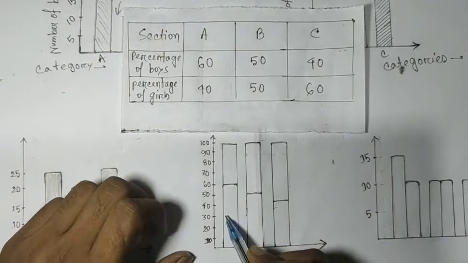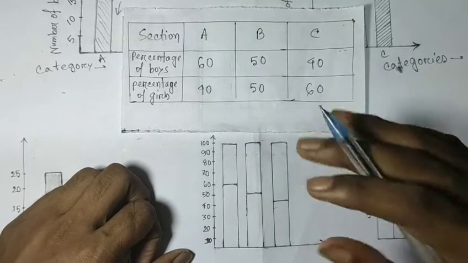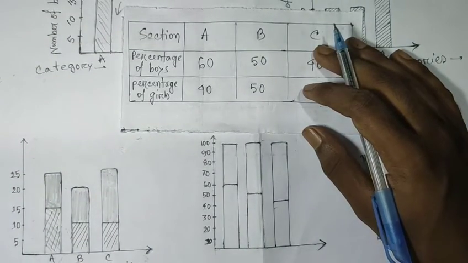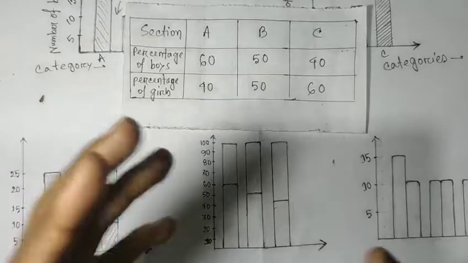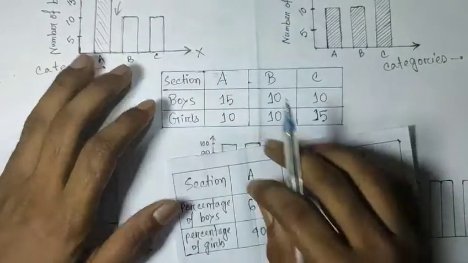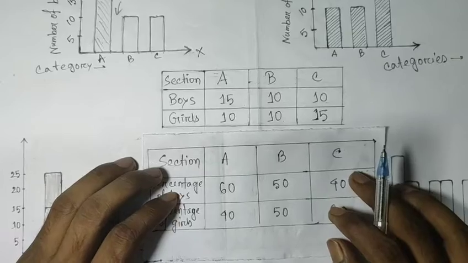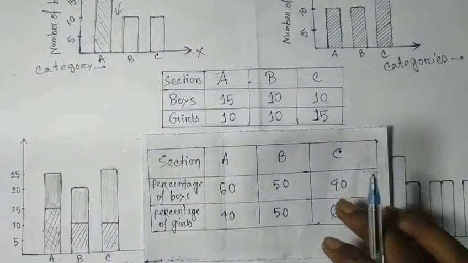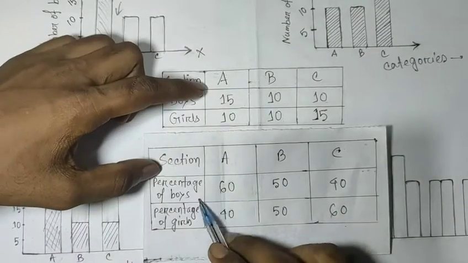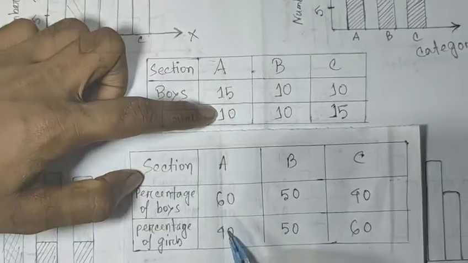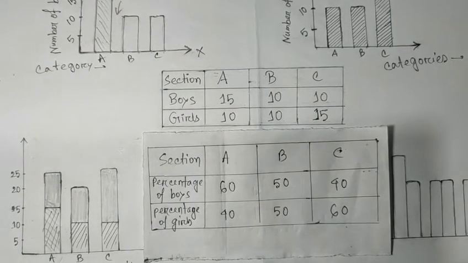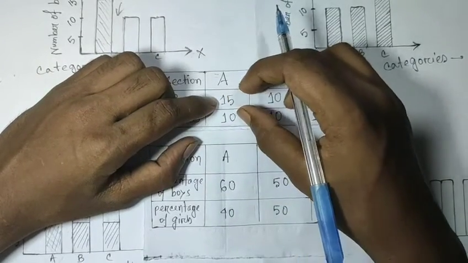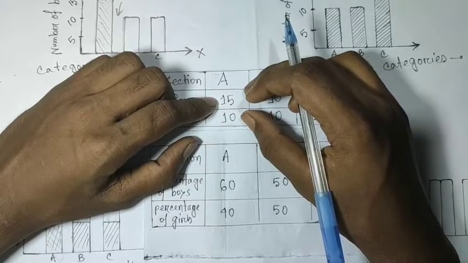And look here, the height of the three bars is equal, because for all the categories, the total percentage will be 100. And from this data, if we measure the percentage for boys and girls, for section A, the percentage of boys is 60 and the percentage of girls is 40. You can easily find the percentage by dividing any individual data by the total number of observations, and then multiplying it by 100.